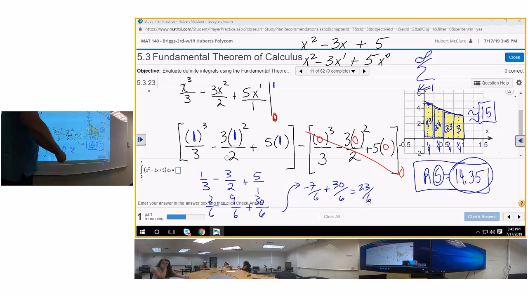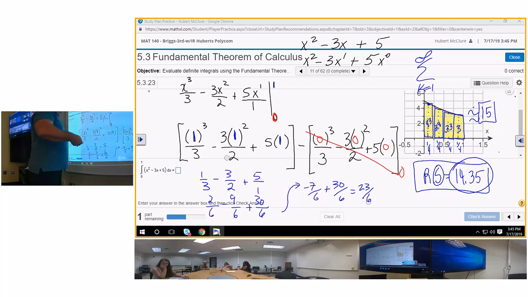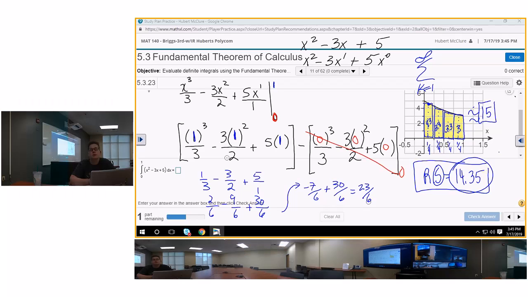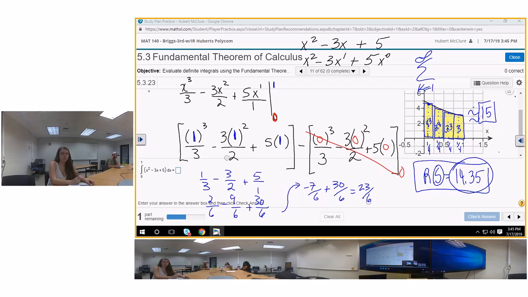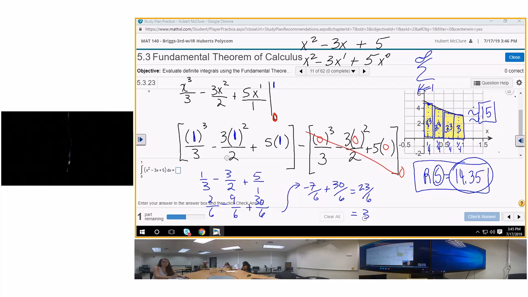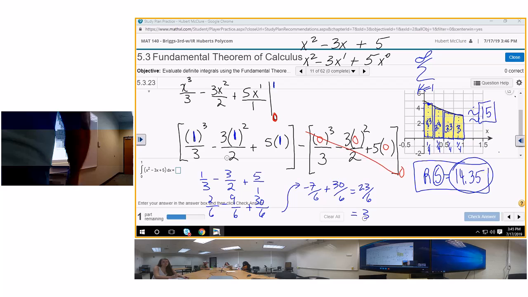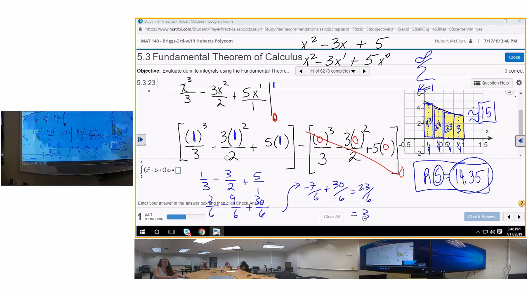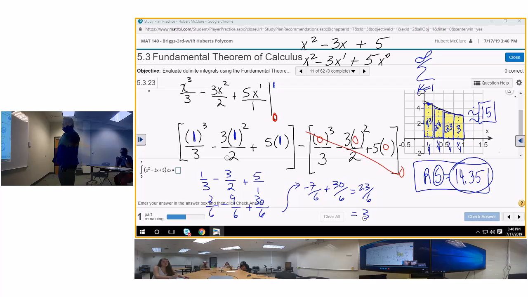How many times will 6 go into 23? 3 times. 3 times 6 is what? 18? Yeah, we've done something wrong. It's supposed to come up with 14.35 or 15. We've done something wrong. Check my math and check my calculus, because we've done something wrong.